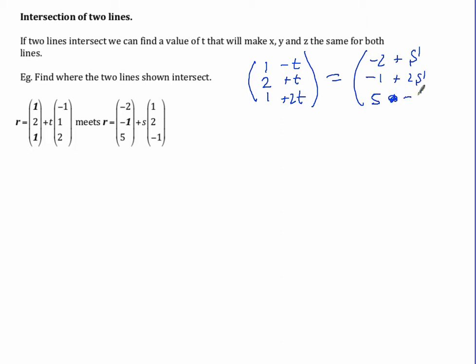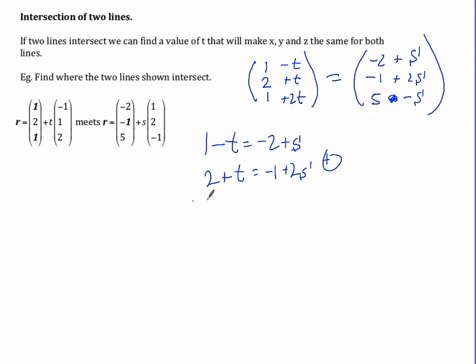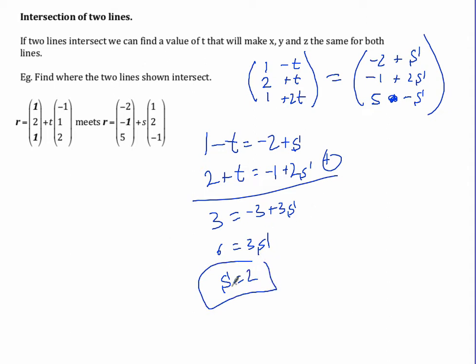And we'll set it equal to the other one. That should be a minus s. Okay, so we can solve some simultaneous equations. We have 1 minus t equals negative 2 plus s. 2 plus t equals negative 1 plus 2s. We can solve these by adding them together, and the t's cancel. We get 3 equals negative 3 plus 3s. 6 equals 3s, so s equals 2, and if we substitute this back into the equation here, we'll get t equals 1.